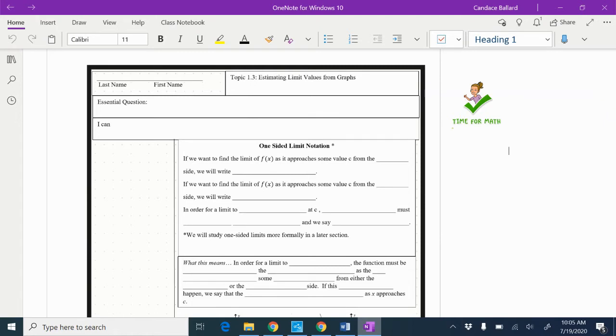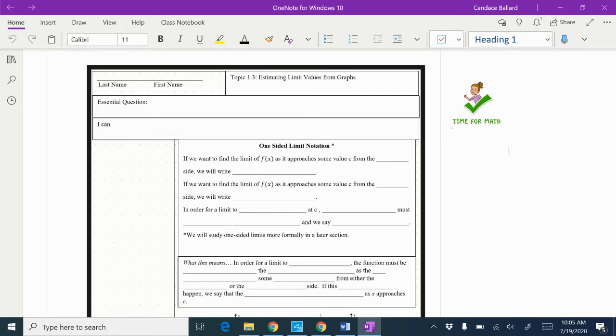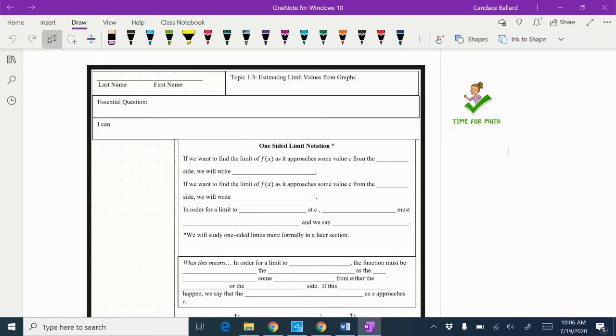Okay, remember to write your first and last name up at the top of the page. And I'm going to be flipping back and forth a little bit here. It's easier to write if I flip my notebook or my tablet backwards a little bit. All right, let's try this. So remember, last name, first name. Okay. All right, and hopefully you've written your essential question down, and preferably this part here in pen.